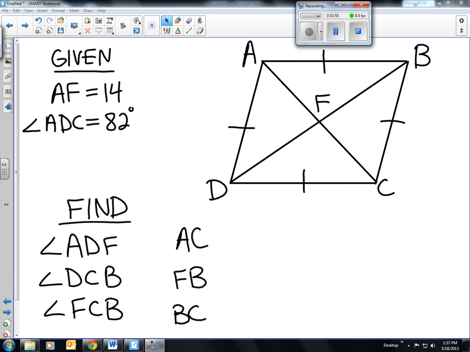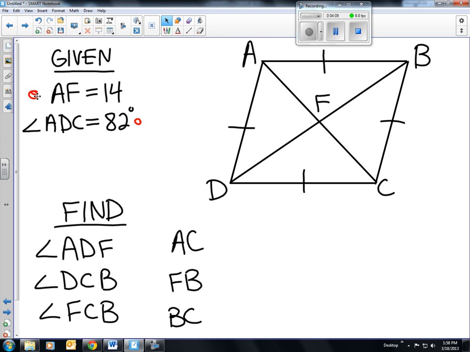Now, in this picture, we also were given 2 pieces of information, that AF is 14 and that angle ADC is 82. So ADC would be this whole angle right here, 82 degrees. We're also asked to find 6 pieces of information, down here at the bottom. So let's go through these one at a time.